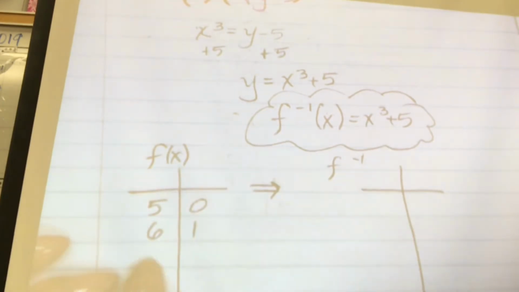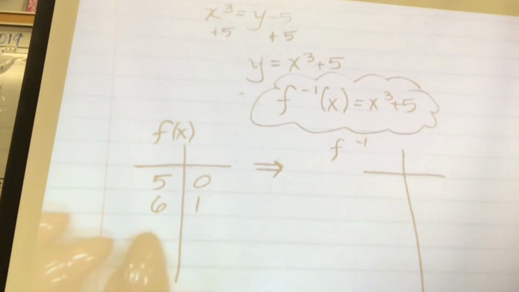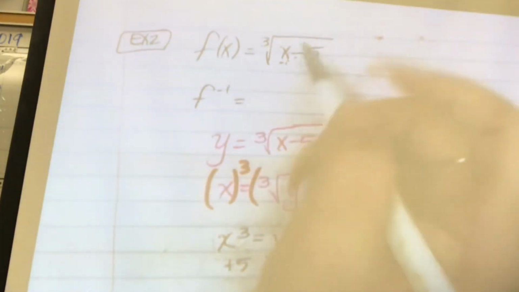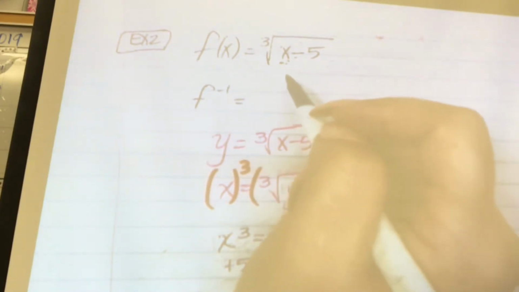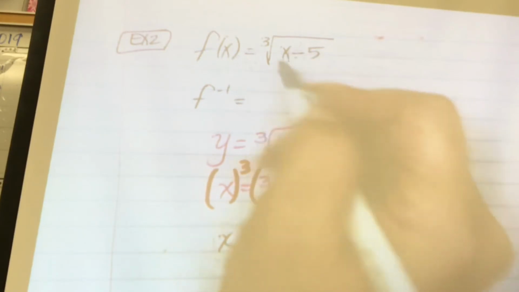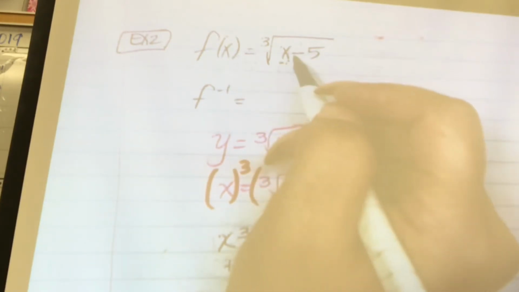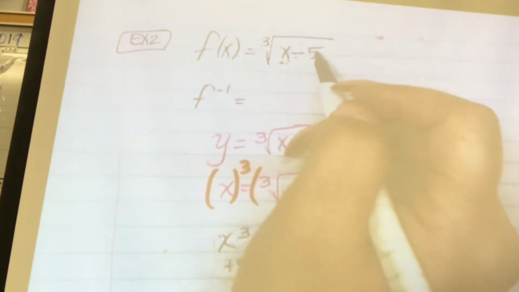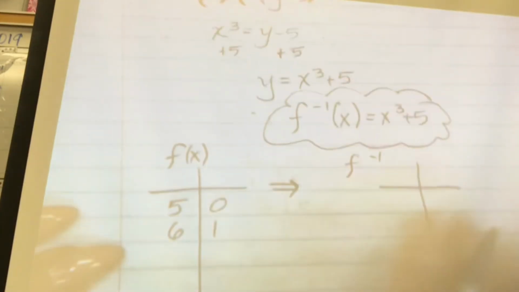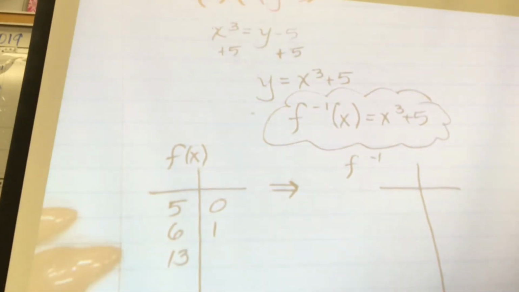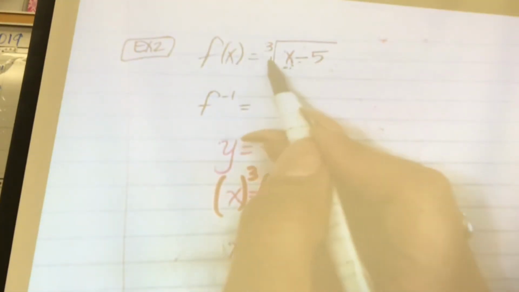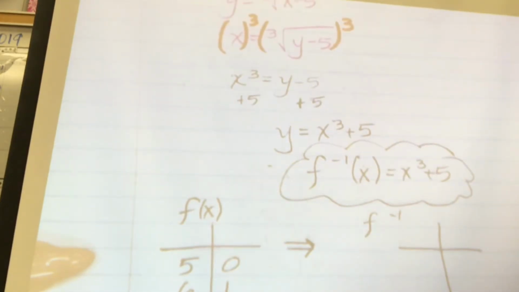I just need one more number. I don't think I need more than 3. Let's do one more. What's another cube root? What's 2 cubed? 8. How can I make this say 8? What minus 5 gives me 8? 13. So I'm going to plug in 13. You with me? What is 13 minus 5? 8. What's the cube root of 8? 2. And that should be plenty.